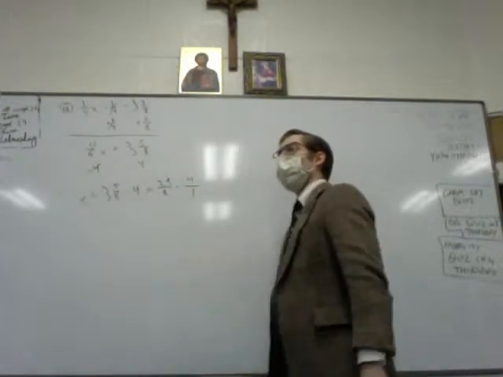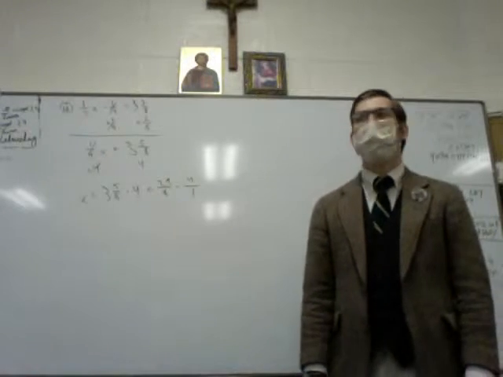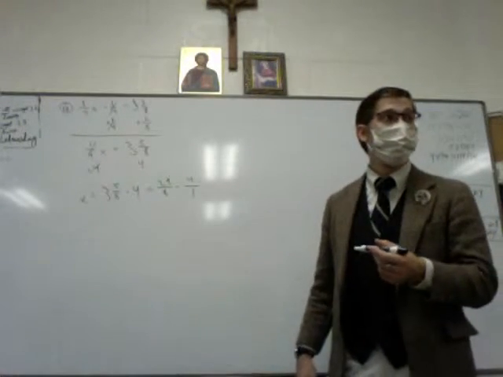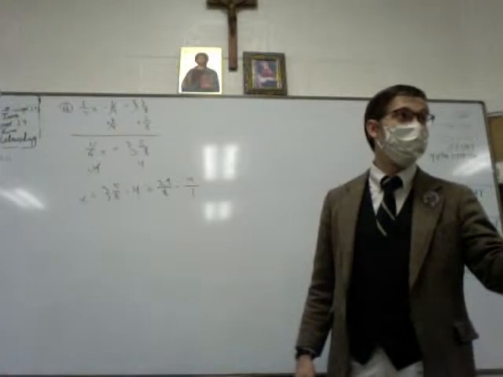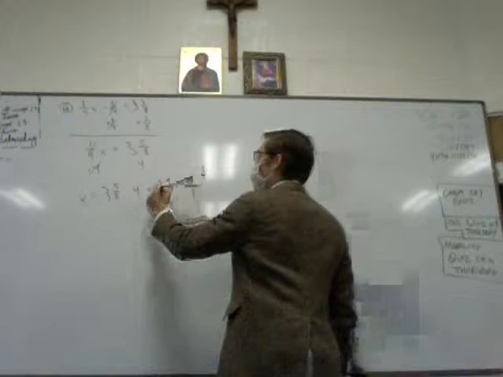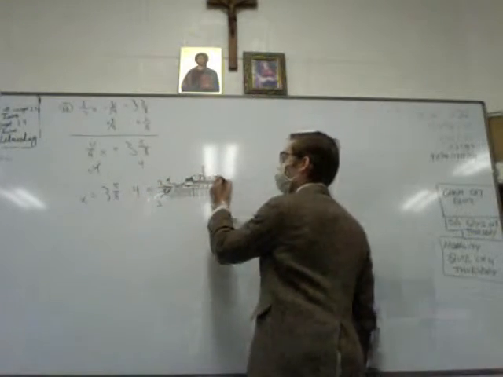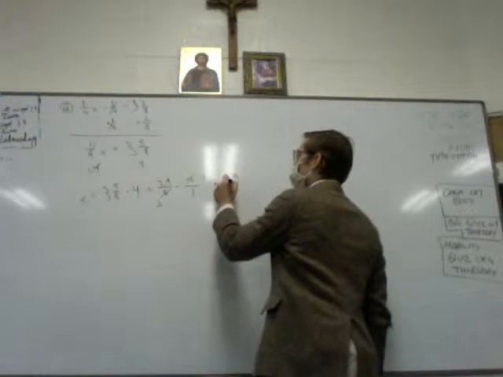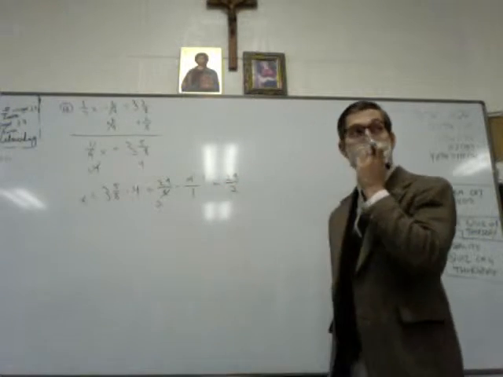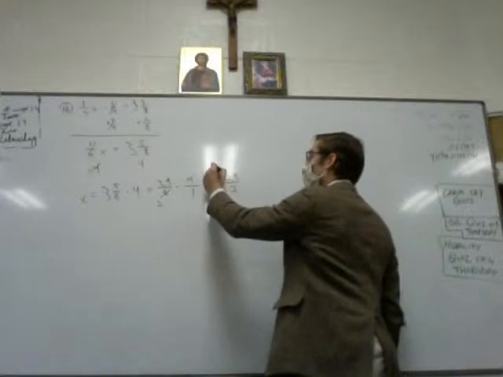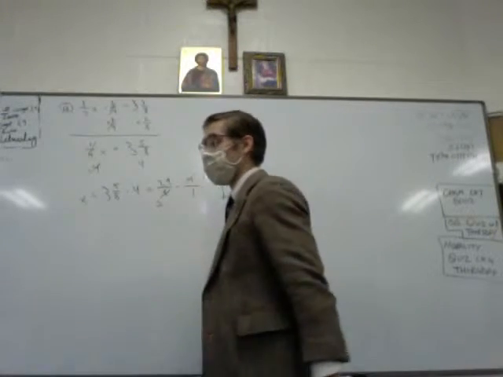Okay. What should I do now? I could multiply, but there's something easier to do. I can cancel out. What can I cancel out? The 4 and the 8. What will the 4 become? 1. And the 8 becomes? 2. Okay, so now I can multiply. And what do I get? 29 over 2, or 14 and a half. Yes. That's all that it is.